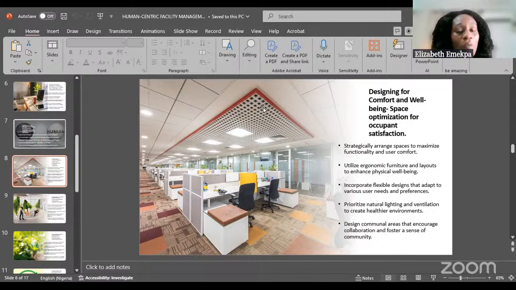When we are designing, we should always design for comfort, emphasis on comfort, okay, and well-being, space optimization for occupant satisfaction. Let there be space. In our workplace, I know you have 500 occupants in your office or something, but ensure that everyone is comfortable.